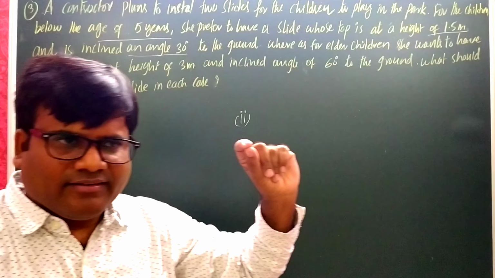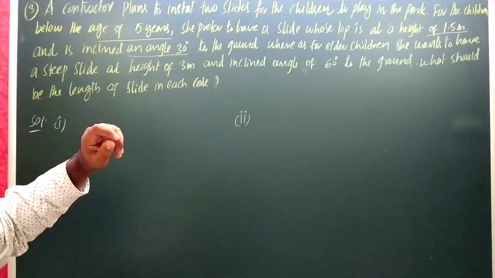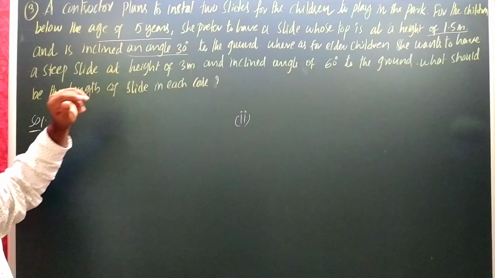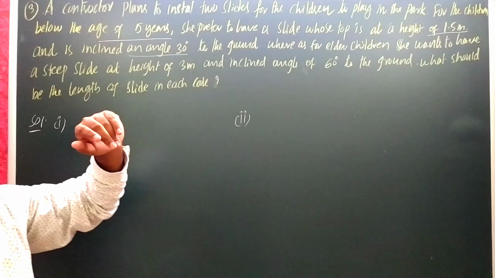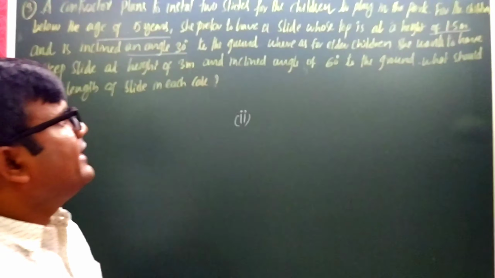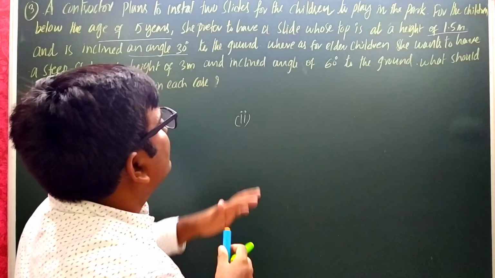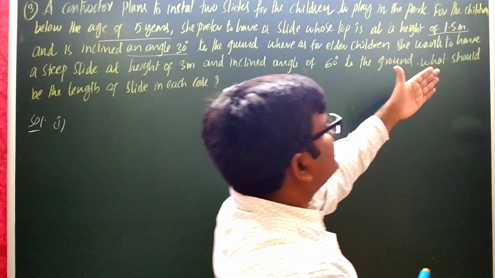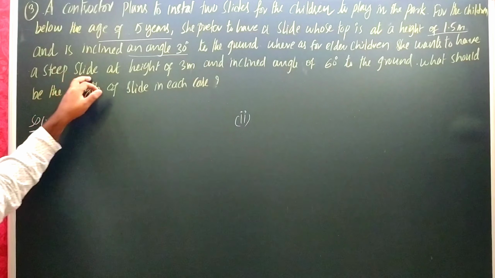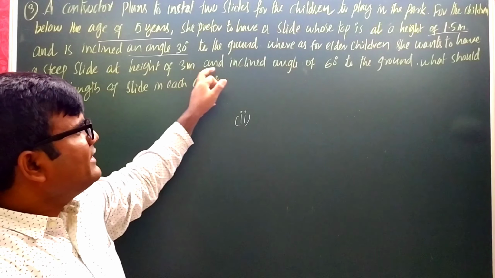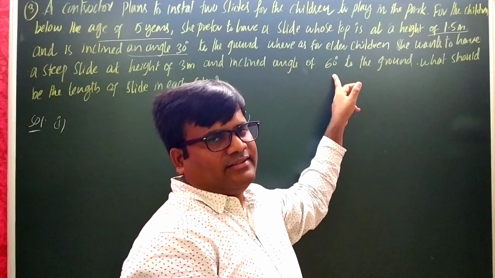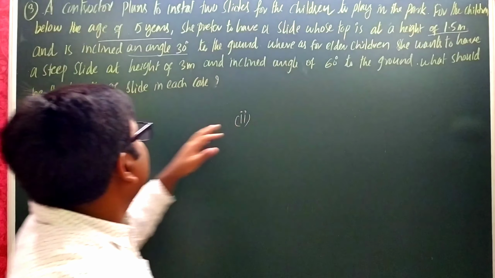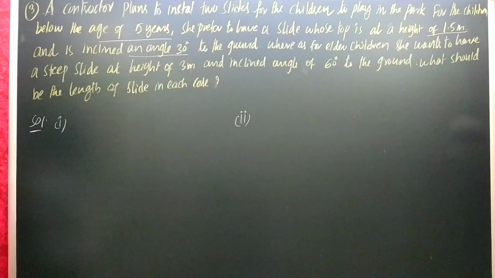She is installing slides. For the children below the age of 5 years, that is the first slide, whereas for elder children, she wants to have a steep slide of height 3 meters and inclined angle is 60 degrees. This one is case 2. What should be the length of the slide in each case?